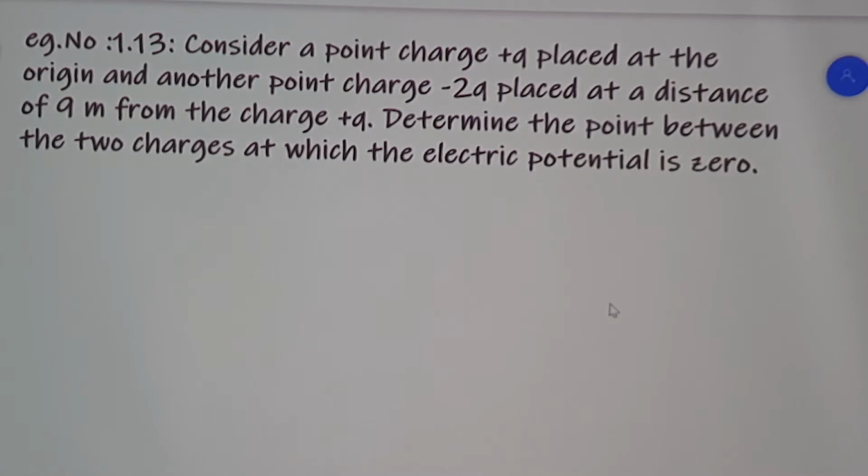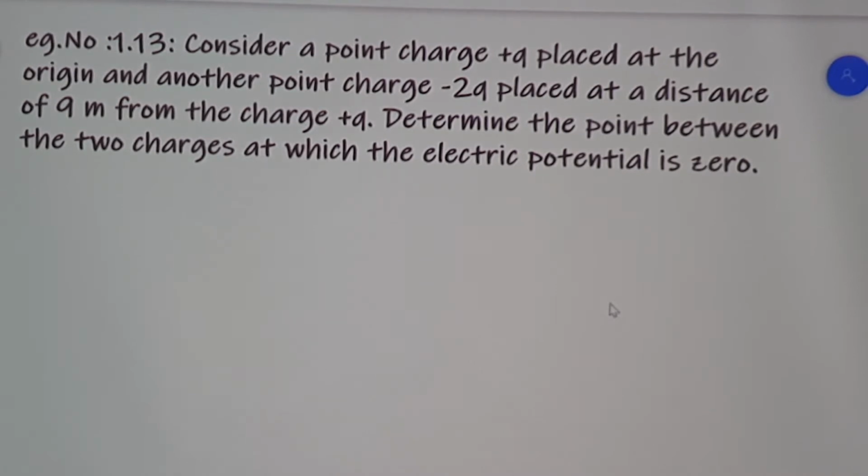Consider a point charge plus q placed at the origin and another point charge minus 2q placed at a distance of 9 meter from the charge plus q. Determine the point between the two charges at which the electrical potential is 0.